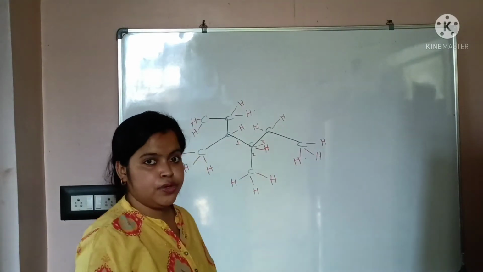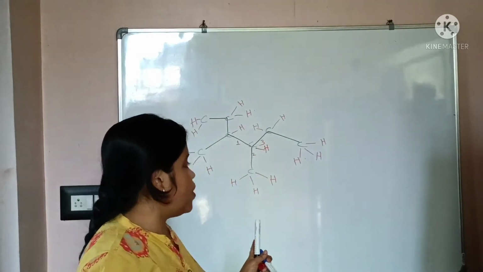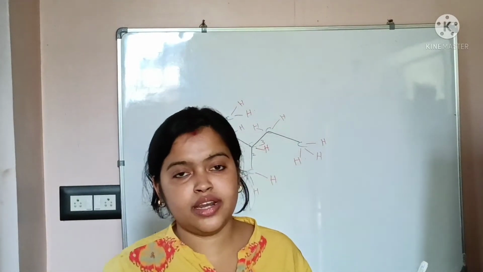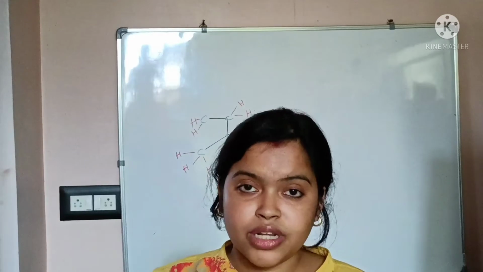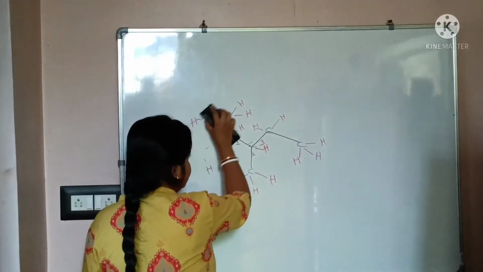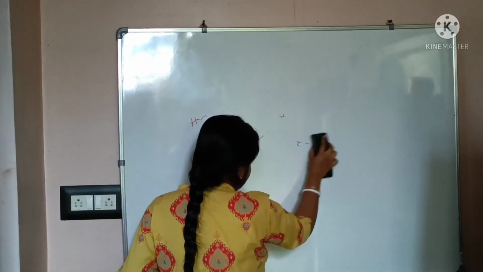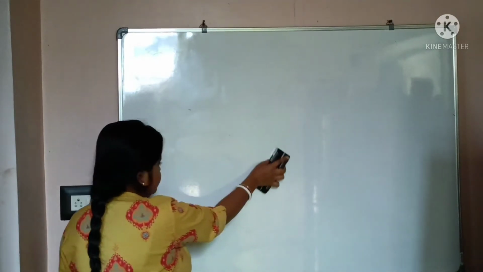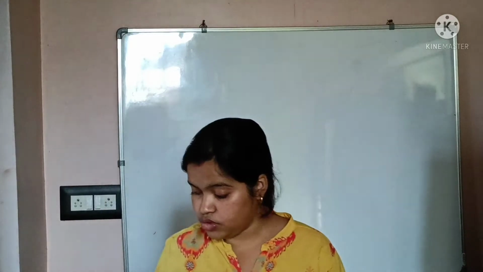So I hope you have understood this structure. If you have not understood this structure, you can comment in the comment section below. So let me clean the board now and give some more complex structures with multiple bonds.